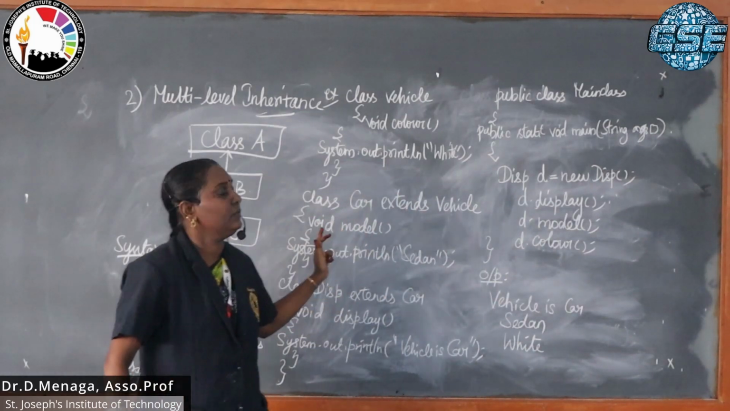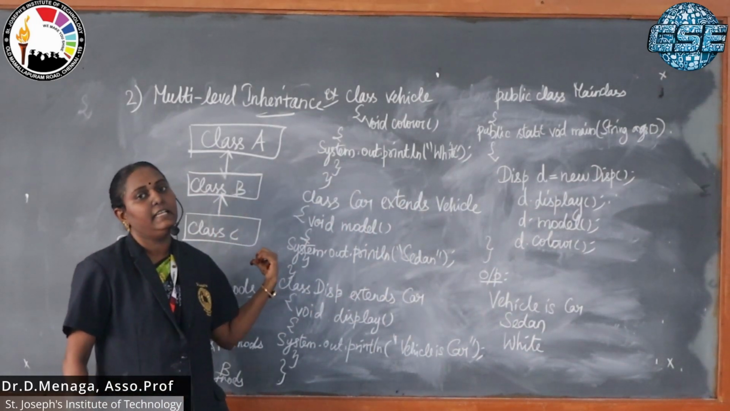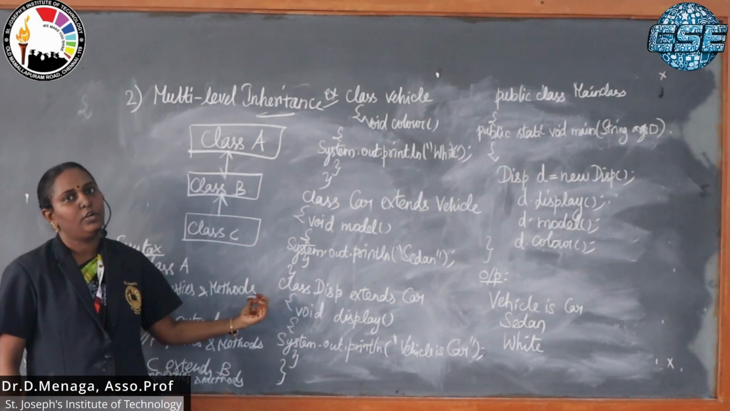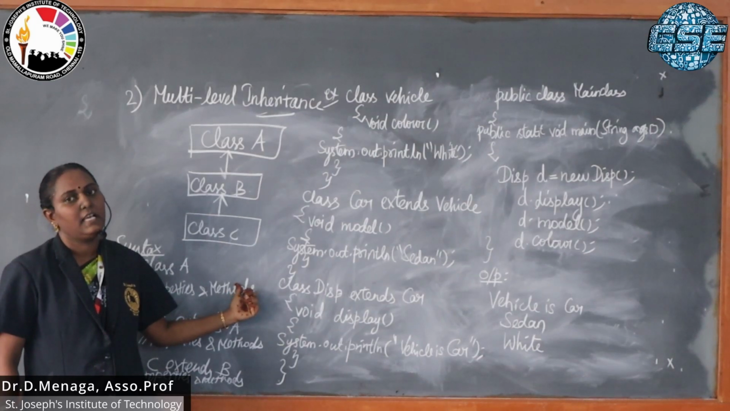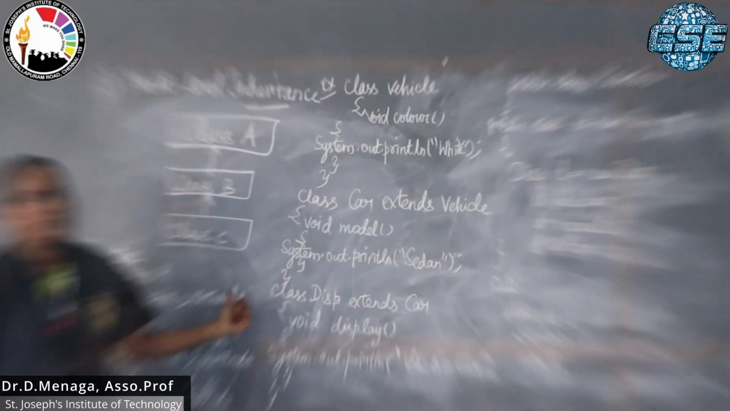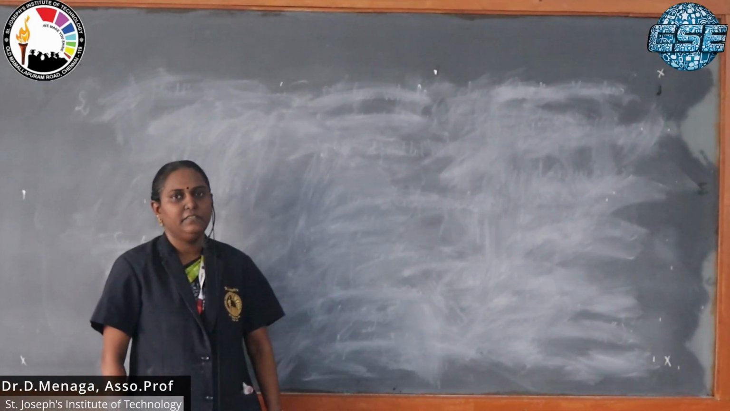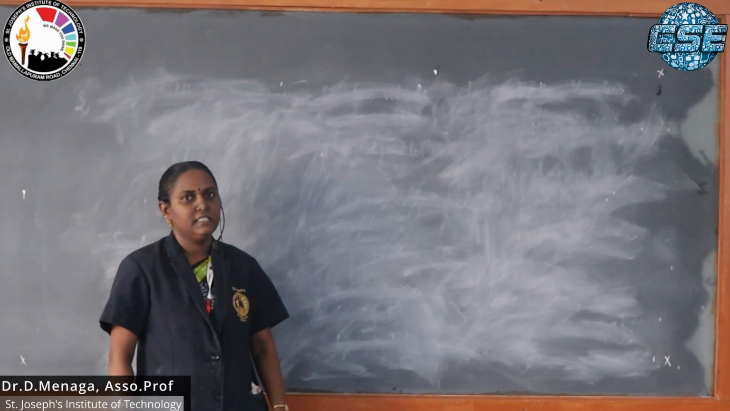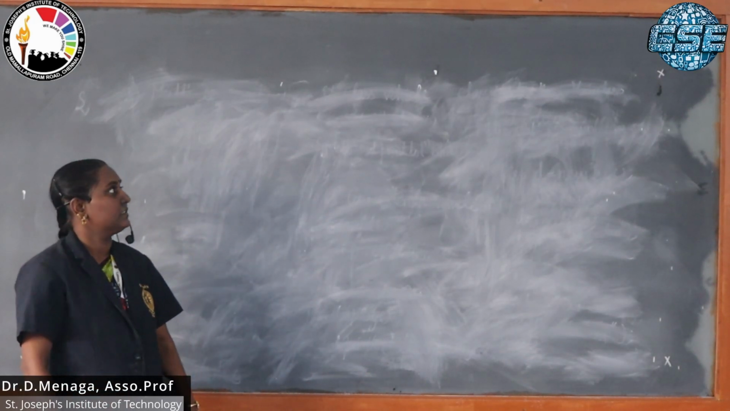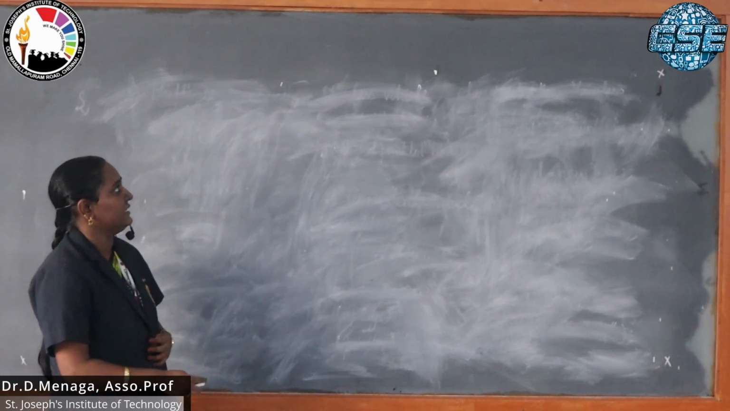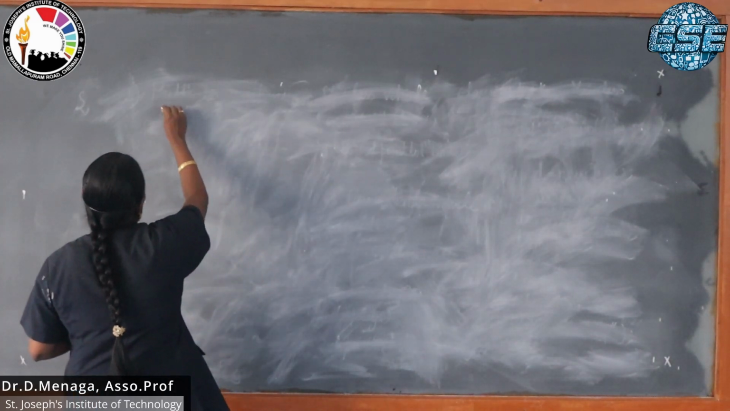So hope you understand what is meant by multi-level inheritance. So that's all about multi-level inheritance. Multi-level inheritance is nothing but a chain of inheritances. Next let us move on to the next type of inheritance, hierarchical inheritance.